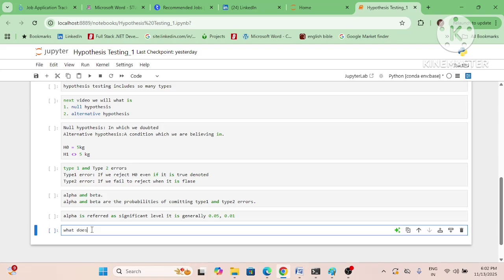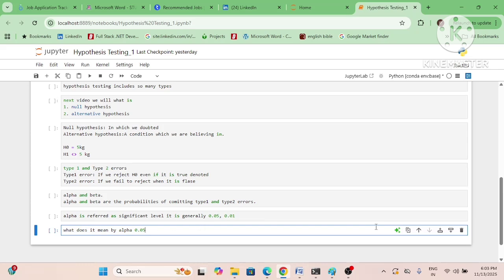What does it mean by alpha 0.05? Generally, in hypothesis testing, alpha is taken like 0.05, 0.01. So what does it mean? 0.05 means we are taking a 5% risk. That means even if the null hypothesis is true, we are taking a 5% risk to reject the null hypothesis even if it is true. So that is the meaning of alpha 0.05.